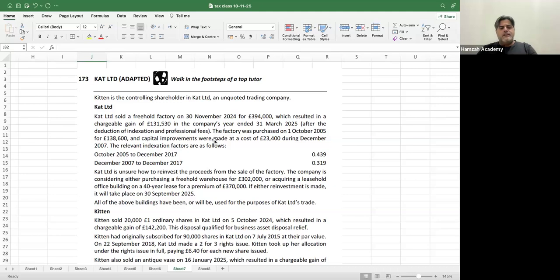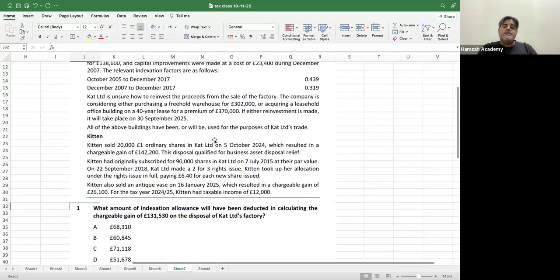Then Kitten sold 20,000 ordinary shares in Kate on 1st October, which resulted in a chargeable gain of 142. The disposal qualified for business asset disposal relief. Kitten had originally subscribed for 90,000 shares on 7th July. Then, on the 22nd September, Kate made a 243 rights issue. Kitten took up the allocation in full, paying 6.4 for each new share. Kitten also sold an antique vase on the 16th January, which resulted in a chargeable gain, and Kitten had taxable income of 12,000.